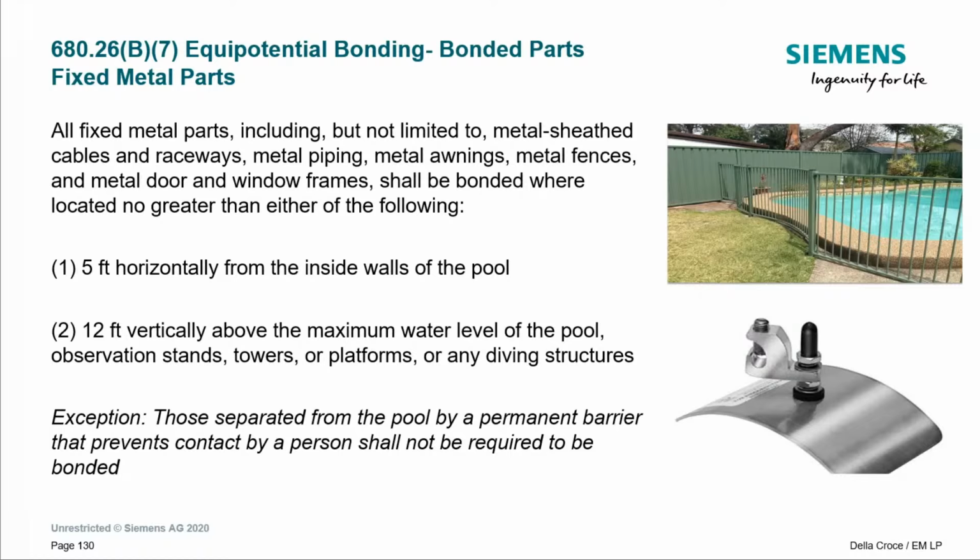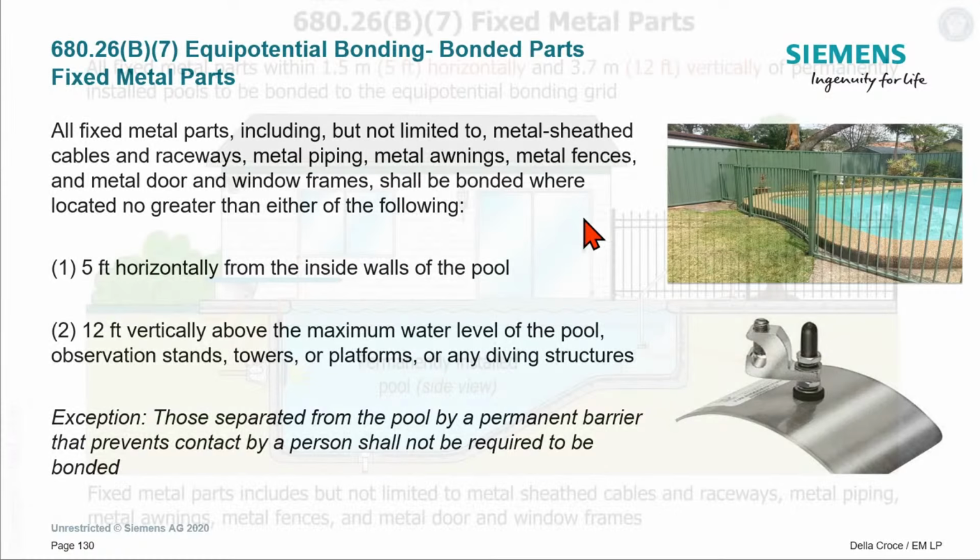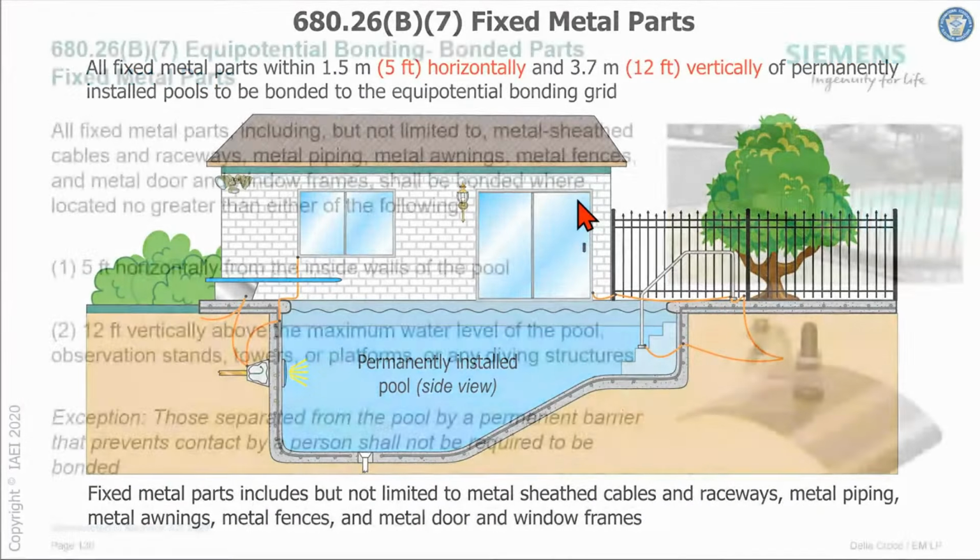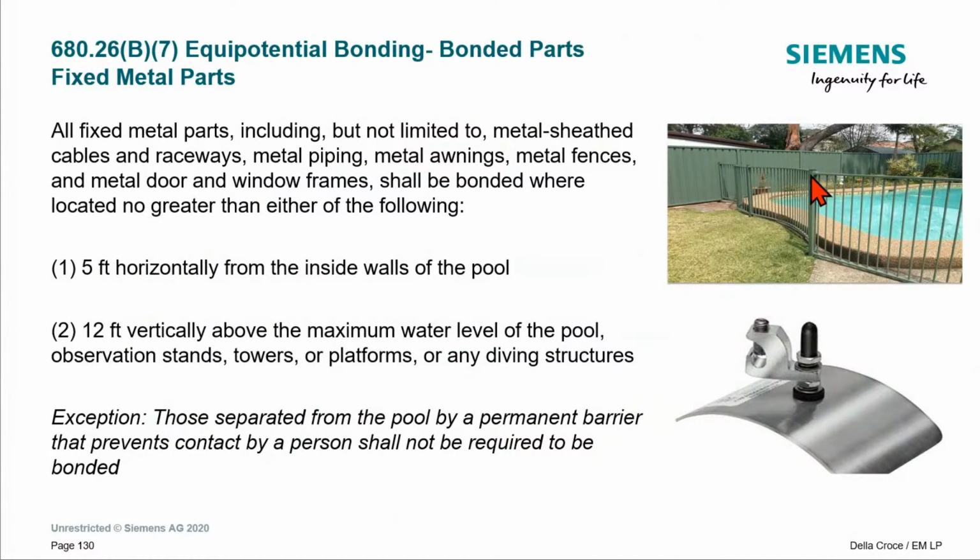An exception says those separated from the pool by a permanent barrier that prevents contact by a person shall not be required to be bonded. We've seen that language before, this permanent barrier language. Sometimes there's a 5 foot associated with it. We've seen relaxation of some requirements if that's present. So don't anybody out there get the clever idea to say that this fence in this top picture right here is considered a permanent barrier. If it was metal, it's still metal and it's within 5 feet. That's correct. Yep.